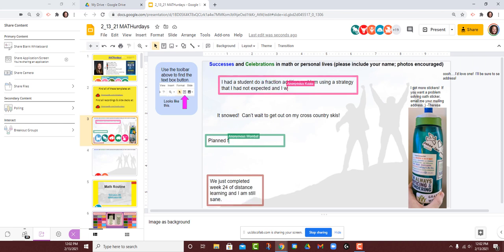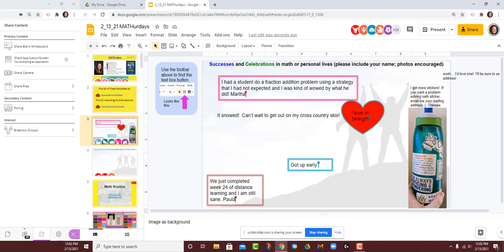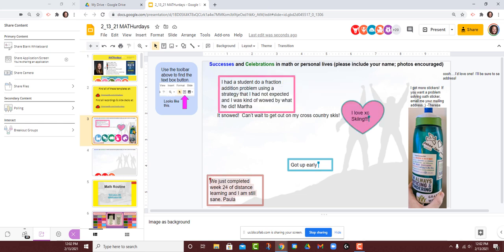And on slide 3 or 4, if you would grab a text box and type a success or a celebration that's happening in your world. And to get to a text box, there's a little picture to the left of the slide. It looks like a T with a box around it.